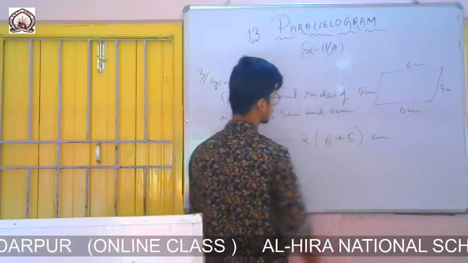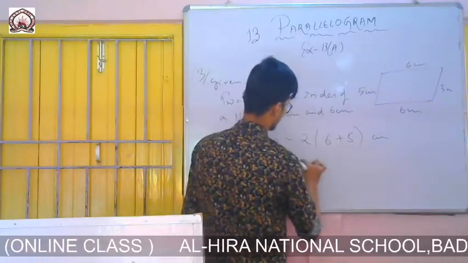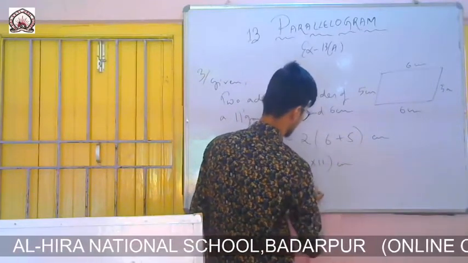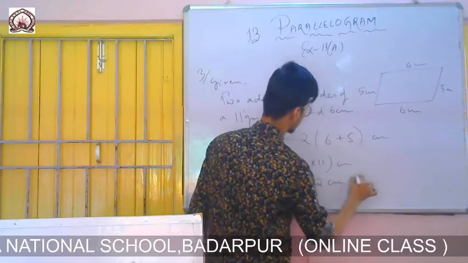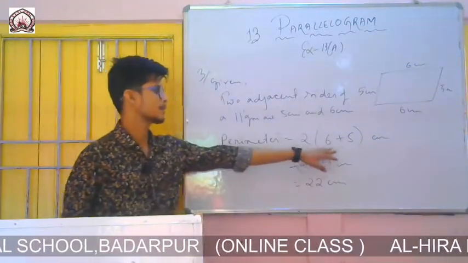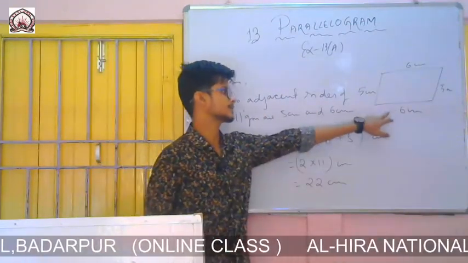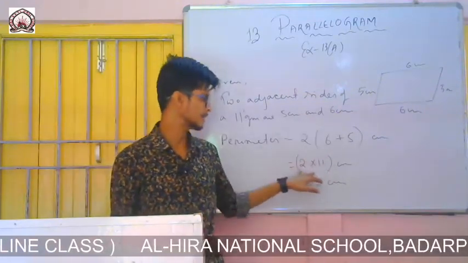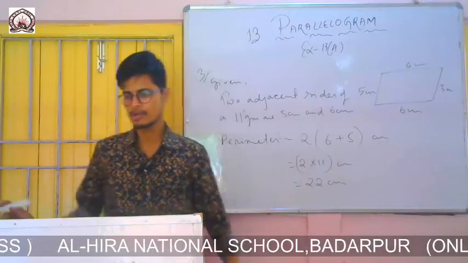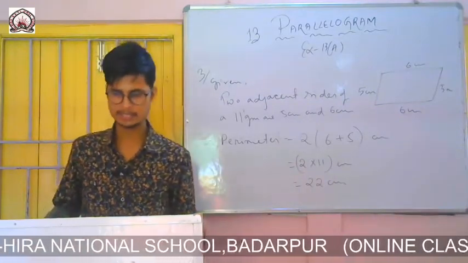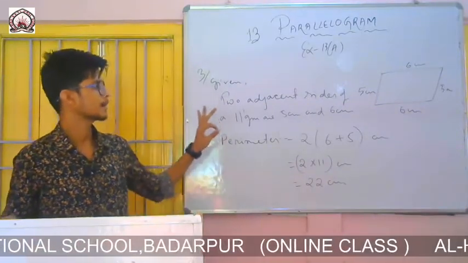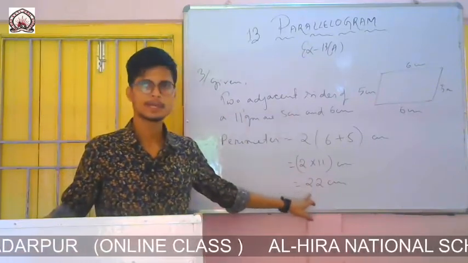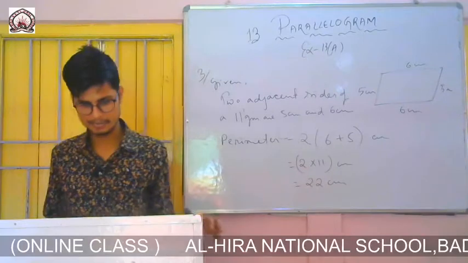There you have to give the unit. So 2 into 6 plus 5, it is 11 centimeters, which gives 22 centimeters. 2 into the sum of the adjacent sides, 6 plus 5 is 11, 2 into 11 is 22. Answer is 22 centimeters. The perimeter of the parallelogram with adjacent sides 5 centimeters and 6 centimeters is 22 centimeters. So this is the answer.